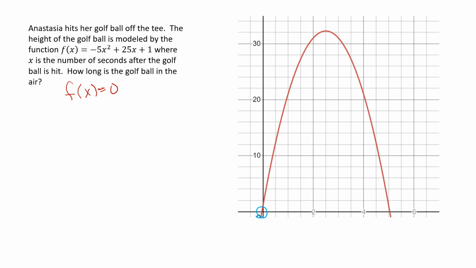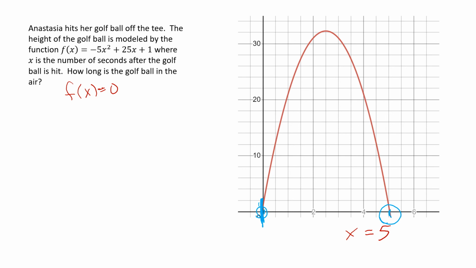That doesn't make sense. We didn't have negative time. Remember, it's sitting on the tee, and so if, like, the second you hit it, if you went back just a little bit, it would have been on the ground, but it wasn't. It started on the tee. So anything before the y-axis here doesn't make sense in the problem. So we hit it, the ball goes up, it comes back down, and it lands right here, and that is at x equals 5. So we have x equals 5.